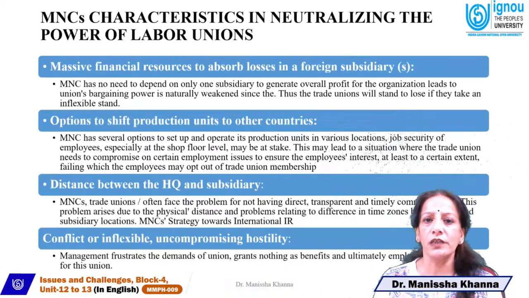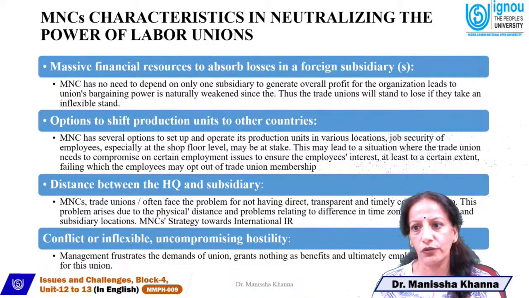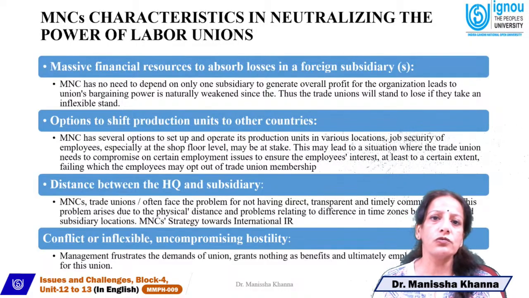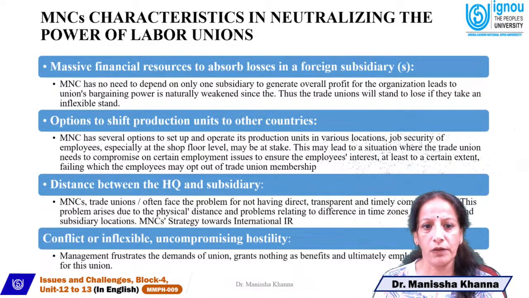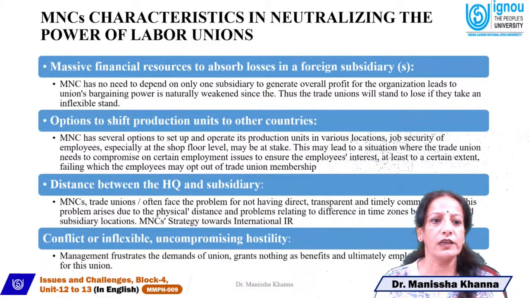So there are multinational characteristics for neutralizing the power of labor unions. First is massive financial resources to absorb the losses of foreign subsidiaries, where multinationals have no need to rely on one subsidiary to generate the overall profit of the organization. It leads to the unions' bargaining power naturally weakening. So here the trade unions stand to lose if they take an inflexible stand.